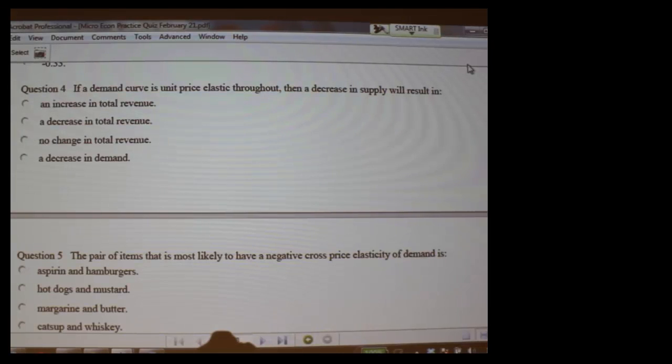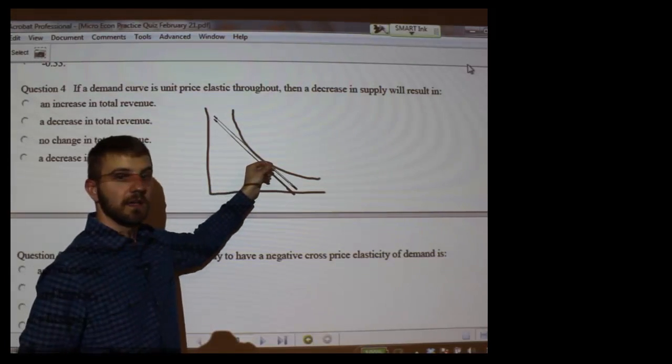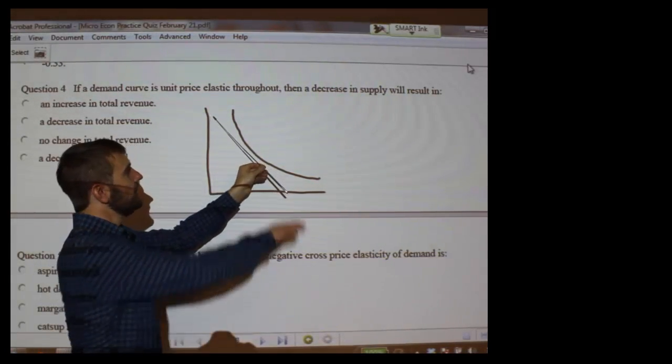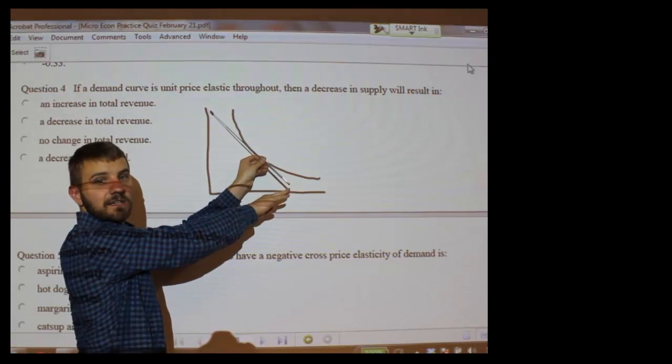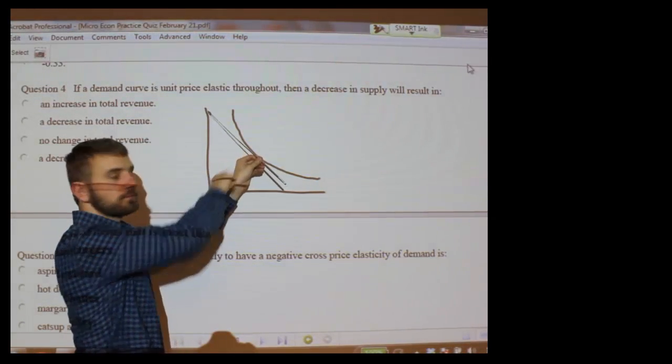Question 4. If a demand curve is unit price elastic throughout, then a decrease in supply will result in. So here's what we're talking about. A demand curve that looks like this. Remember, normally in this class we're going to look at straight line demand curves. But for a straight line demand curve, the elasticity changes, right? It's elastic here and inelastic down here. Unit elastic in the middle.